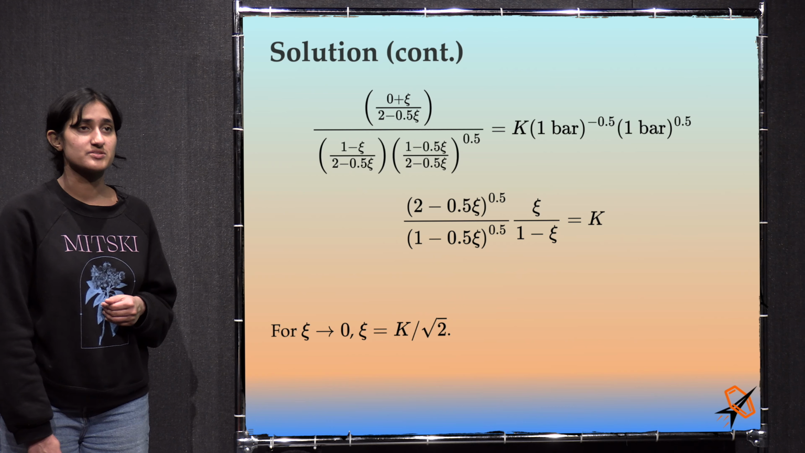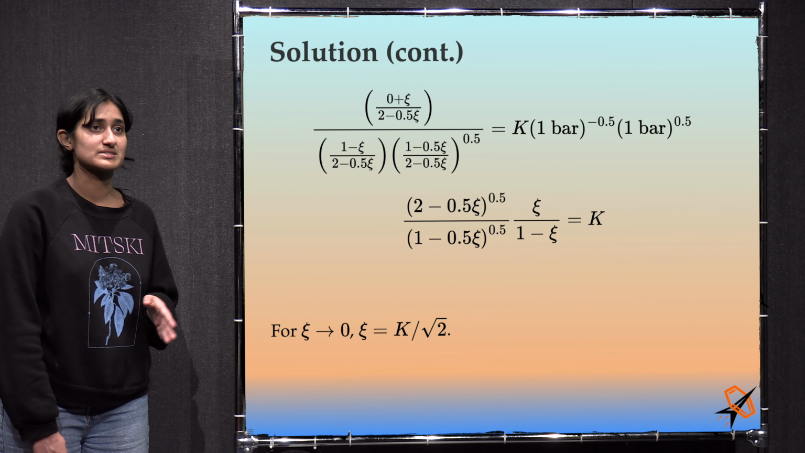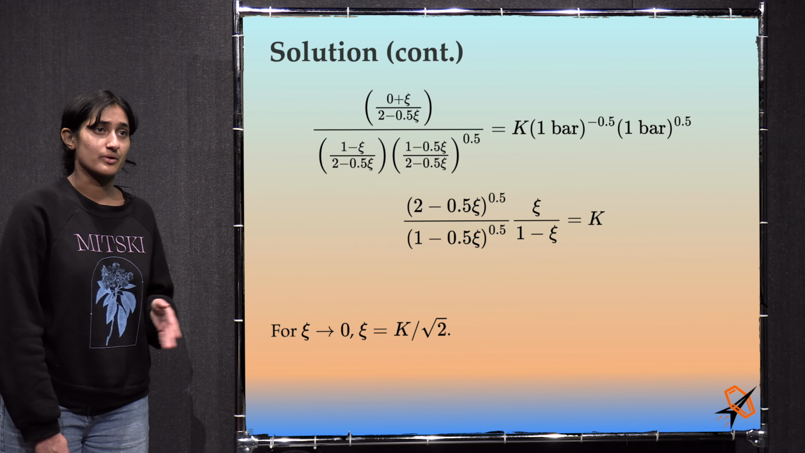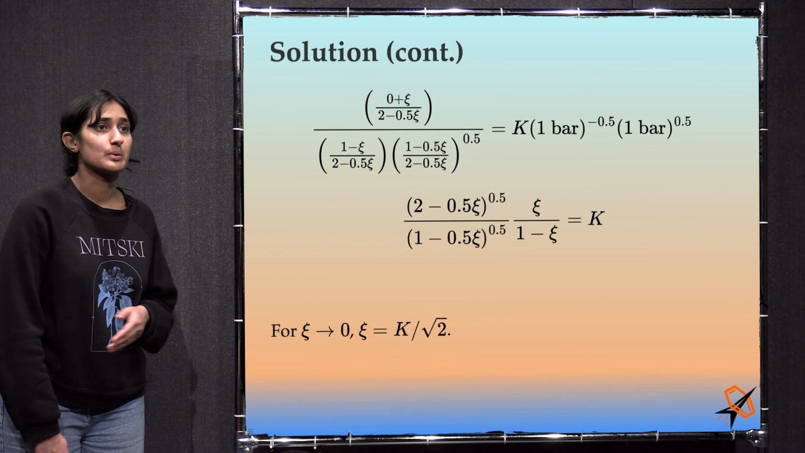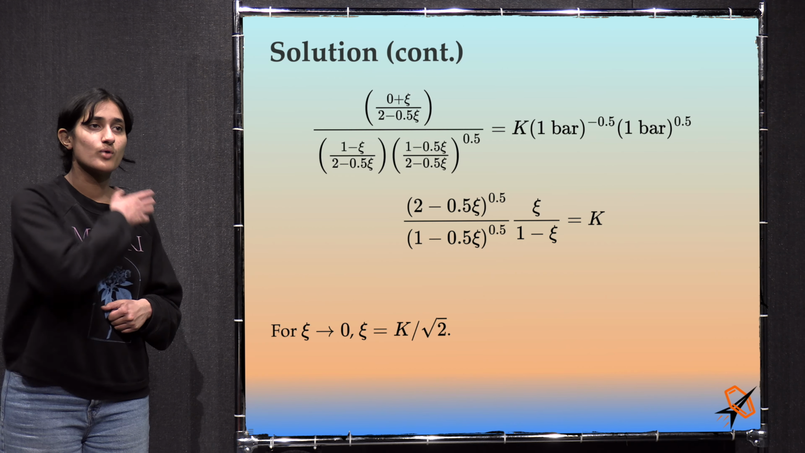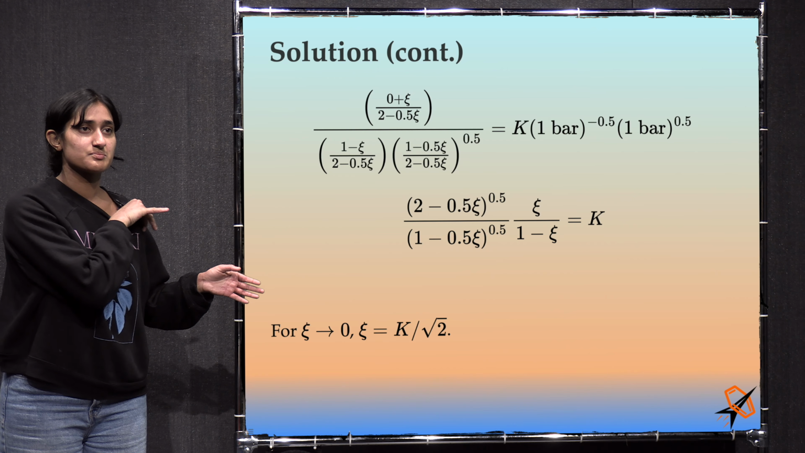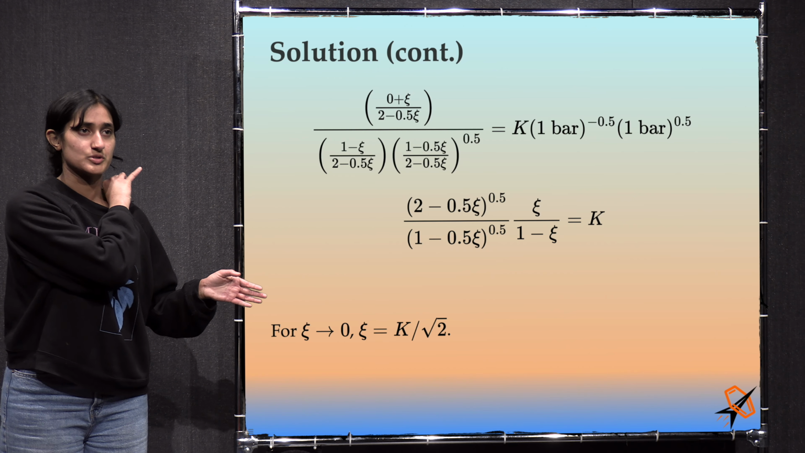First, for the extent approaching 0, we can see that the 2 minus 0.5 extent approaches 2. The 1 minus 0.5 extent approaches 1, so that ratio approaches the square root of 2. The 1 minus extent approaches 1, resulting in the extent being approximated as K over the square root of 2.